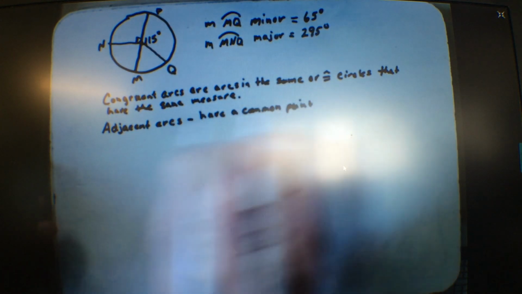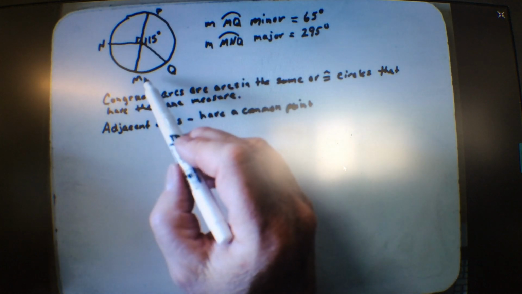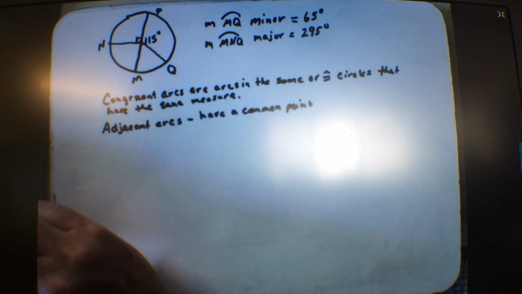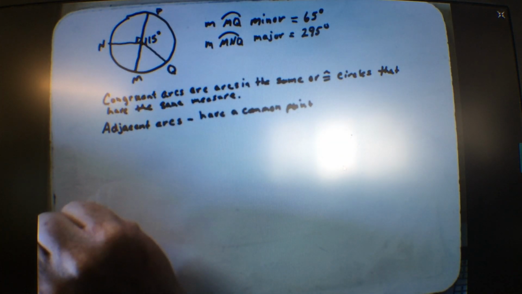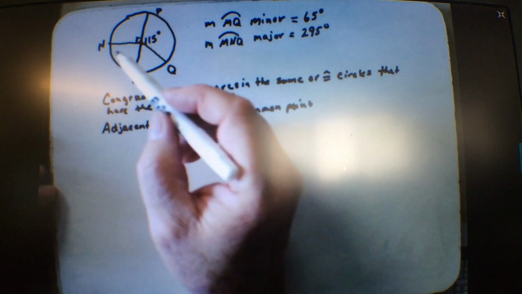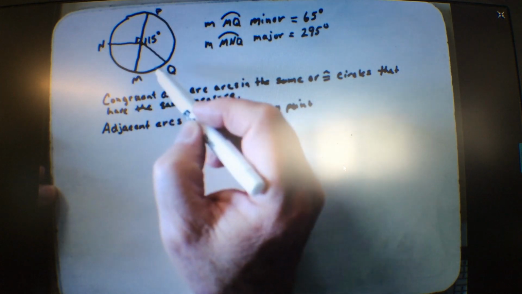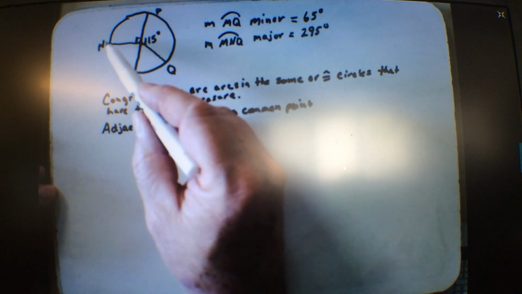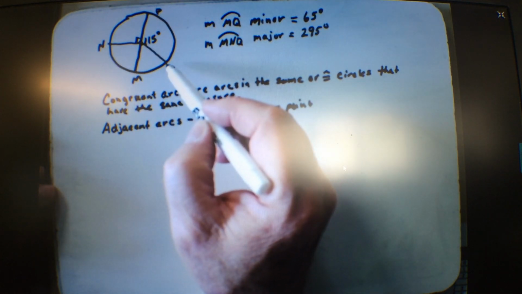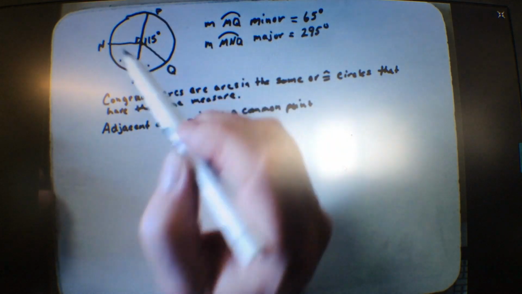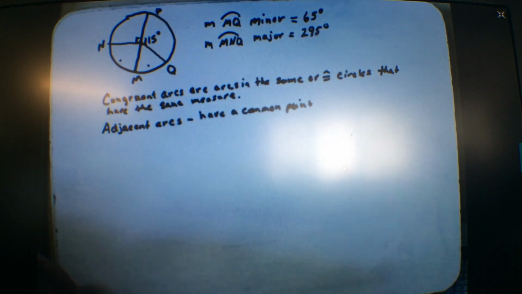Okay. Take a look up here. Can you tell me two arcs that are adjacent? Arc NM and arc MQ, right? And if you add those up, they equal the whole arc NQ, don't they? So this arc plus this arc equals the whole arc, right? That's the arc addition postulate, okay? All right.